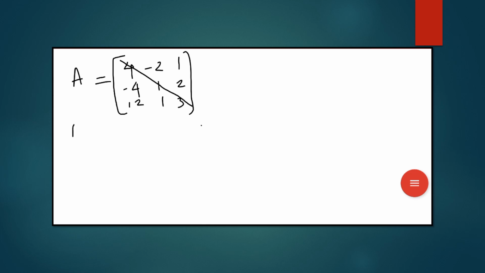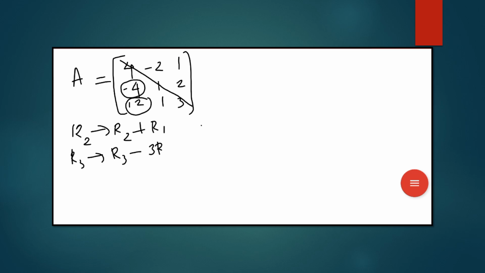First of all we have to convert this -4 to 0. There is a 4 above that, so if we add them, it will convert to 0. So we can write R2 changes to R2 plus R1. In the same way we can convert this 12: when you multiply the first row by 3 and subtract from 12, it changes to 0. So that transformation can be written as R3 changes to R3 minus 3 times R1.